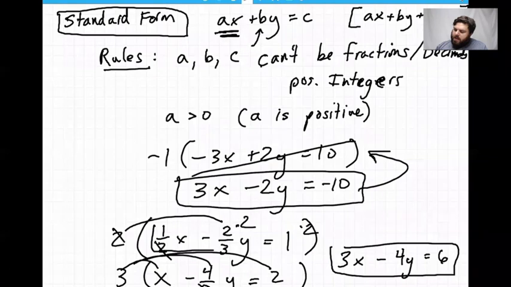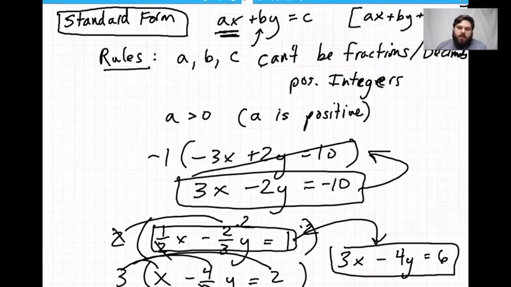So if you're given something like this with fractions or decimals, you've got to do this process of eliminating those denominators. And it could be with decimals too. I've seen it before where it's decimals. Just multiply by powers of 10 until those decimals become whole numbers.